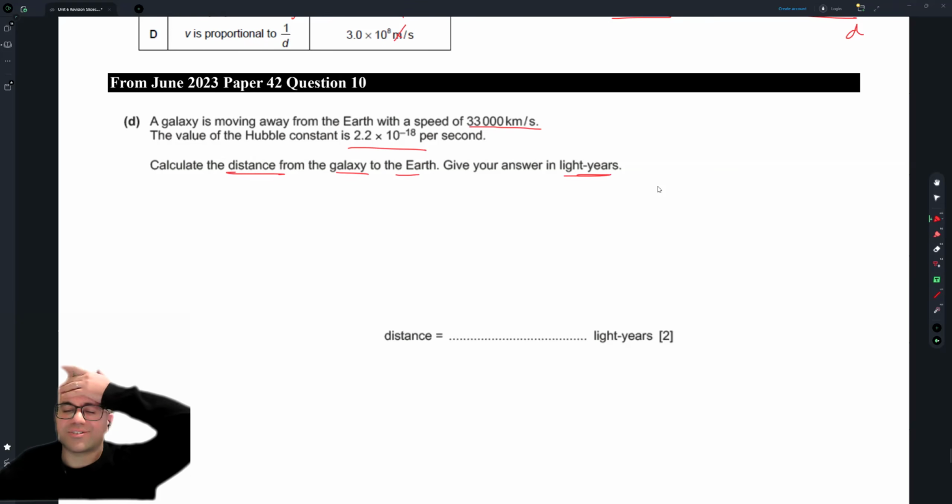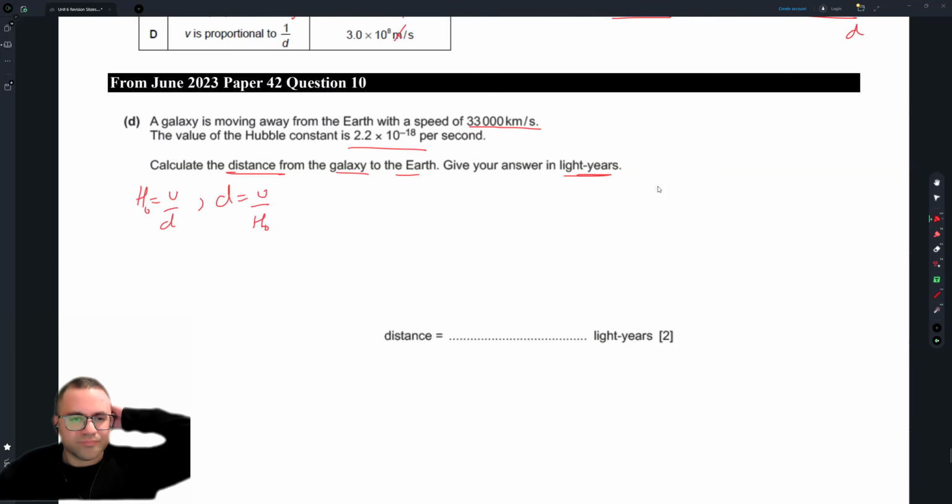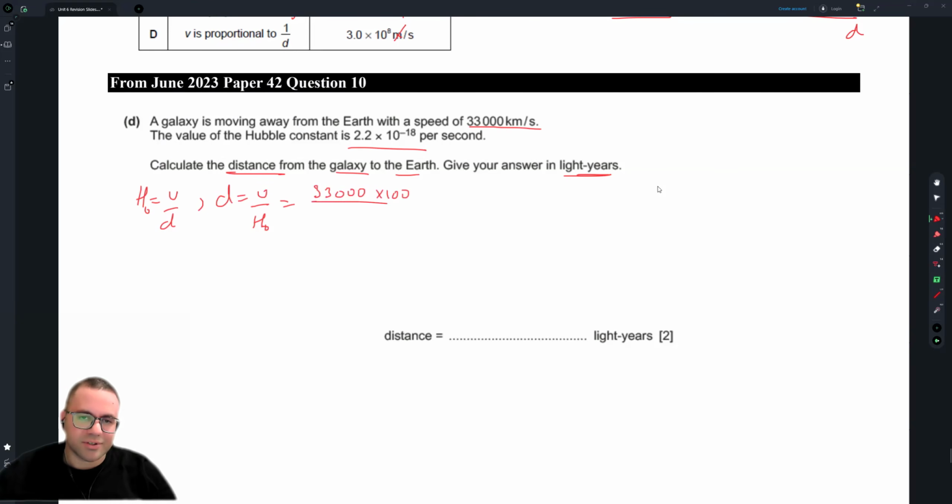That's the second trick ever. Anyway, it's not really a trick. It's just a nuisance. First, we can get the distance. That's H equals V over D, which means D equals V over H. So what's the velocity? 33,000 times 1,000, because that's kilometers, over 2.2 10 to the power of negative 18. Now, I'm going to make sure this is standard form before I start, because clearly the numbers are going to be huge.